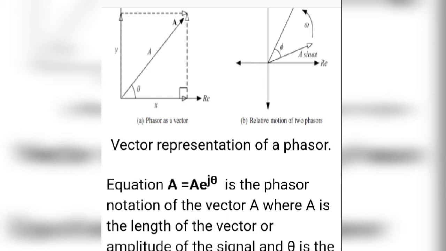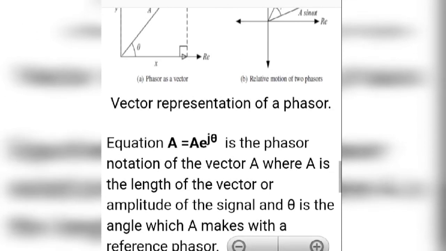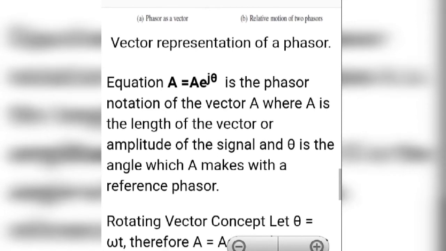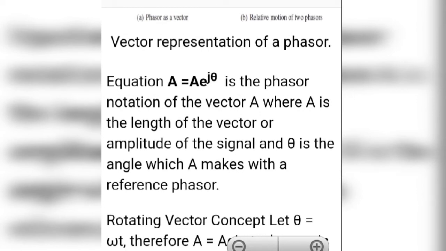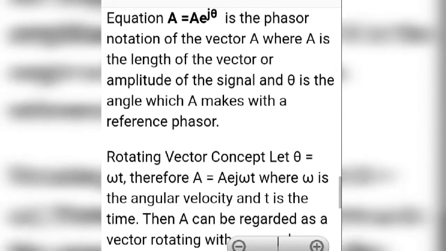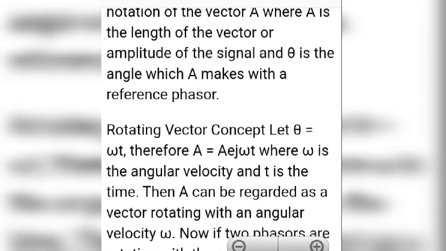A is equal to the phasor notation of a vector A, where A is the length of the vector or the amplitude of the signal, and theta is the angle with respect to the reference of the phasor. In the rotating vector concept, let theta be equal to omega t. Then A is equal to A e to the power j omega t, where omega is the angular velocity and t is the time. This can be regarded as a vector rotating with an angular velocity.